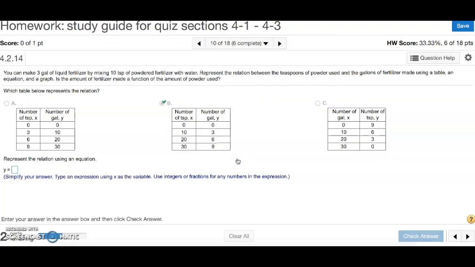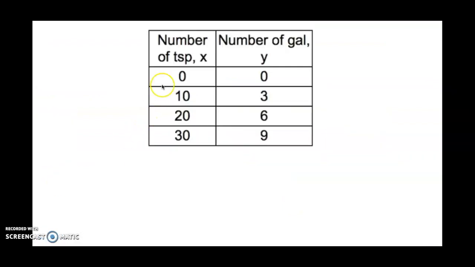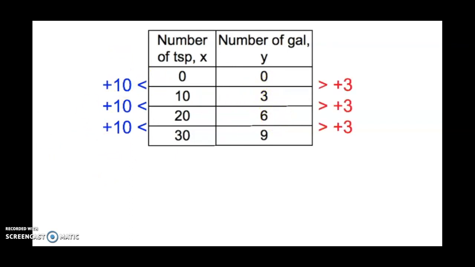Now we got to find an equation. So let's look at how to find the rate of change. Looking at our X values, they are increasing by 10 each time. So we're adding 10, and that's my change of X. Looking at my Y's, I'm increasing by 3 each time. So plus 3 is my change of Y. Now the rate of change is change of Y over change of X. So that's change of Y, which is 3, over change of X, which is 10. So 3 over 10. So my slope or rate of change is 3 over 10.